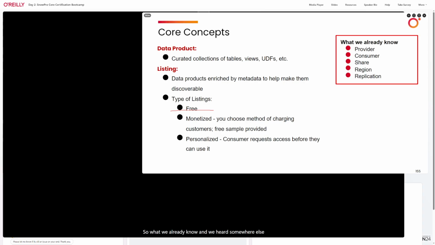So what we already know and we heard somewhere else is that we have providers, we have consumers, data share. Data marketplace offerings is just a data sharing offering, bundled into some nice UI, but public data share. Inside the listing, I mean, on the page of the data product, you will find also a list of available regions where the data product is available.